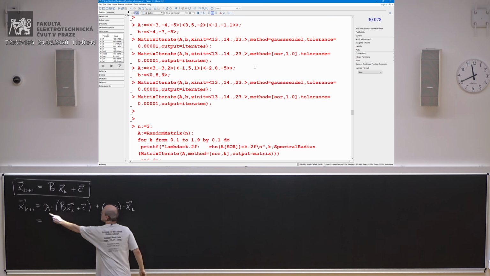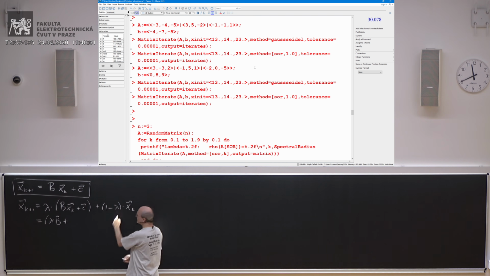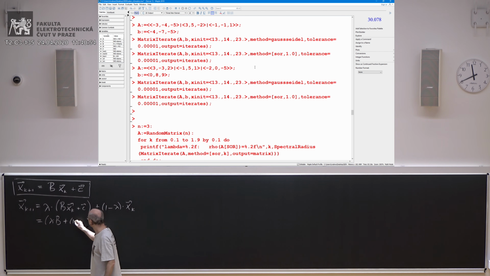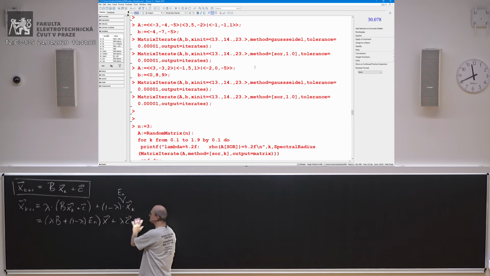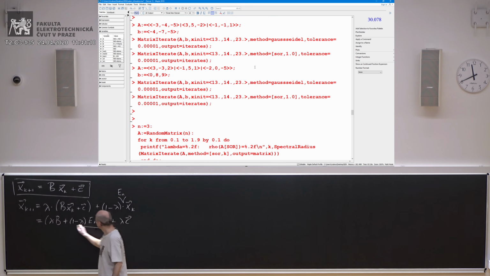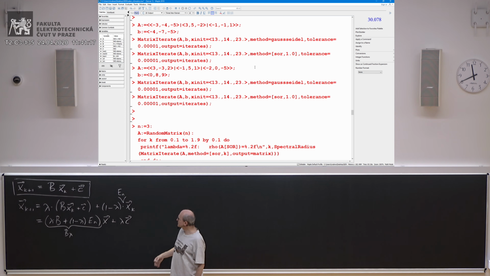Well, definitely I can factor out lambda B. And then there will be 1 minus lambda, but I cannot just add it because we cannot add numbers and matrices. So I'm going to sneak in the identity matrix. And again, lambda c is not really all that important at this moment. That's what I'm looking at. That's B lambda. That's the matrix that I want to use in my relaxed iteration.